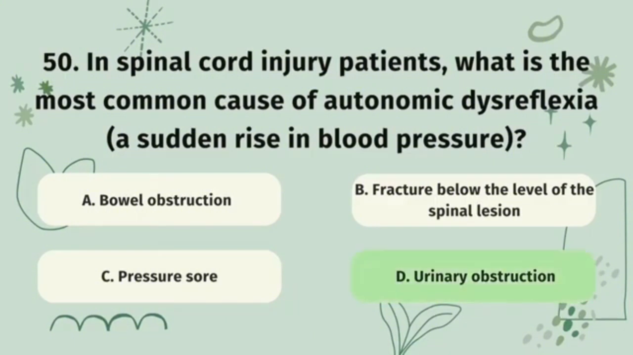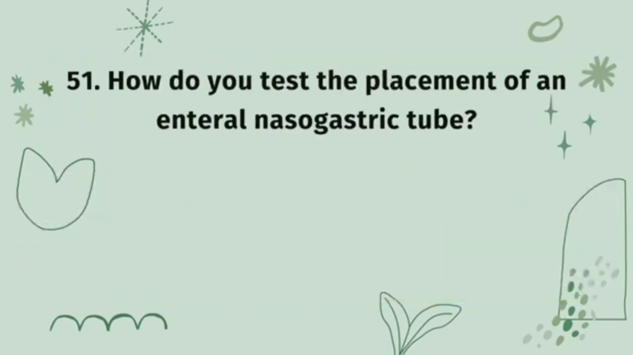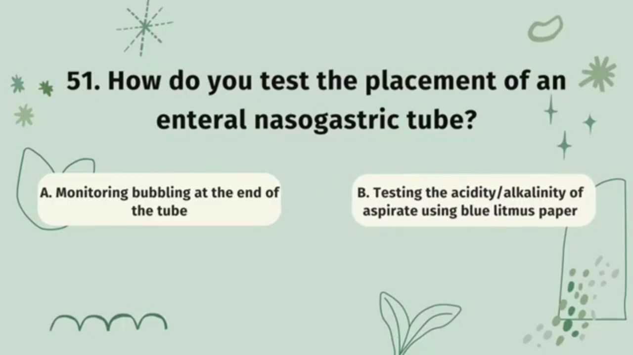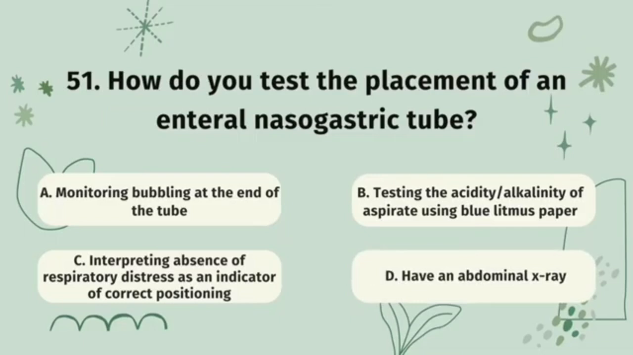The correct answer is D. Question 51. How do you test the placement of an enteral nasogastric tube? Option A. Monitoring bubbling at the end of the tube. Option B. Testing the acidity, alkalinity of aspirate using blue litmus paper. Option C. Interpreting absence of respiratory distress as an indicator of correct positioning. Option D. Have an abdominal X-ray.